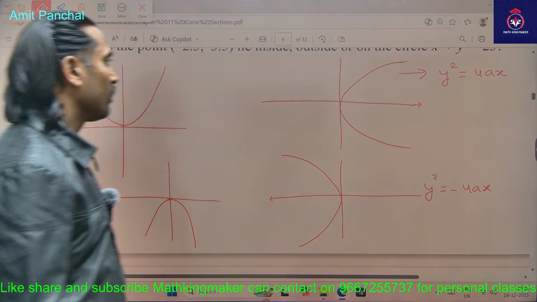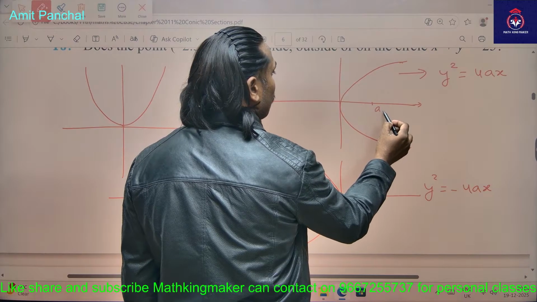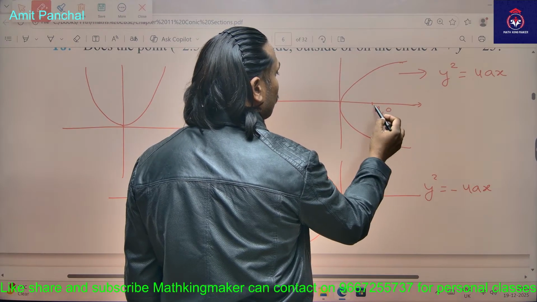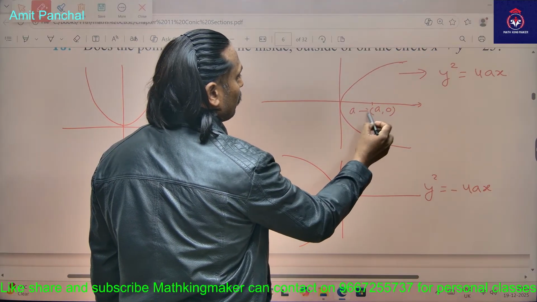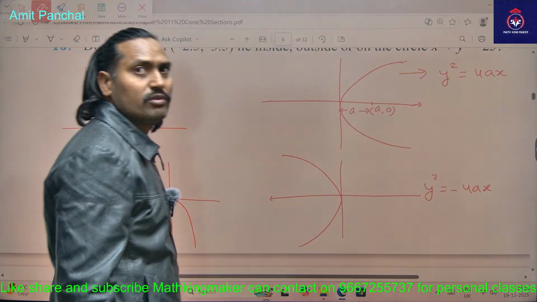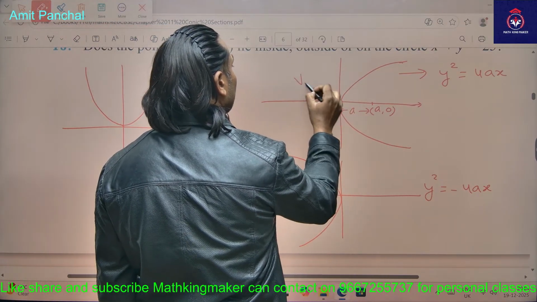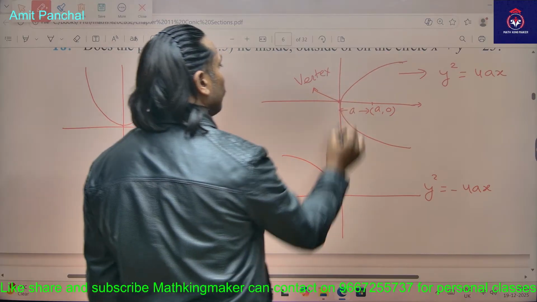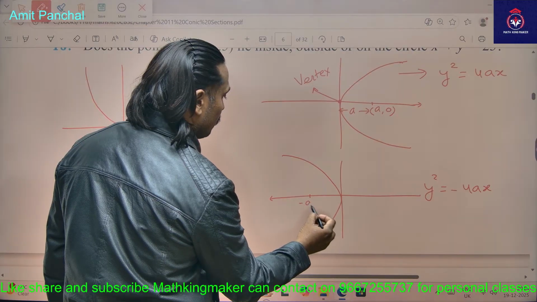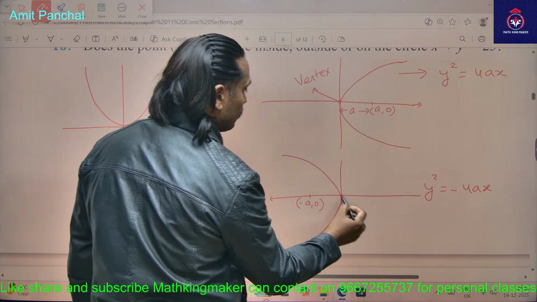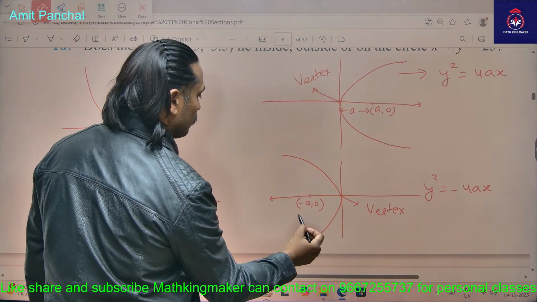What is a? a is its focus. It will be on either the negative side or the positive side. This distance will always be a from the origin, a from the vertex. This is said to be the vertex of the parabola. So in this case, the focus will be minus a, 0, and this will be the vertex. This is your focus.